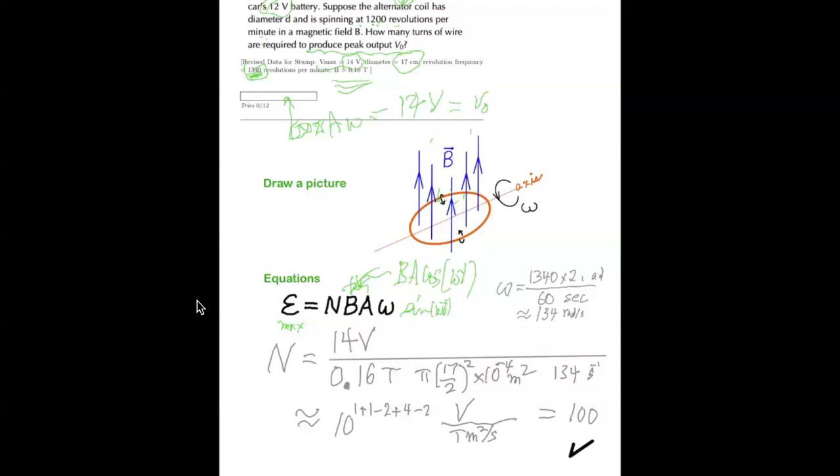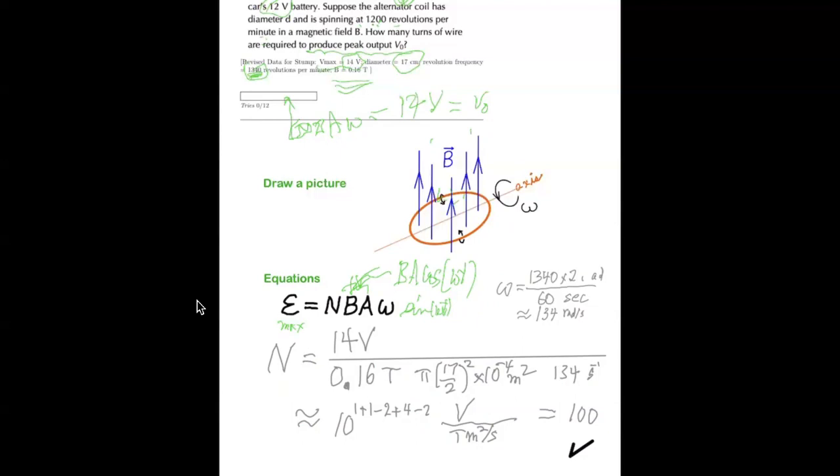So as usual, we have a number with a unit. We have to figure out the unit separately. I have volts divided by Tesla meters squared per second. Now a Tesla is a volt second per meter squared. So the denominator here is volts. 1 Tesla is the same as 1 volt second per meter squared. Volts in the numerator cancels, so there won't be any unit. There's no unit because we're just counting a number of turns of wire.